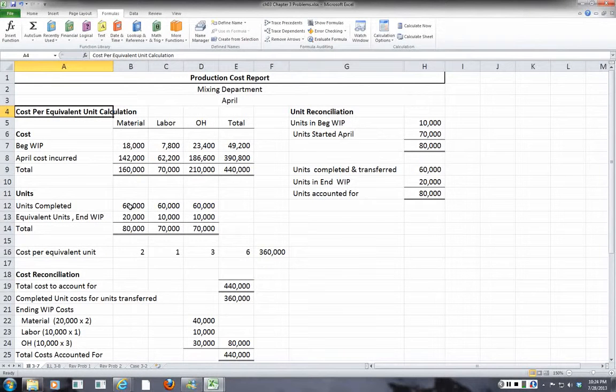So that's 60,000 completed units. And then for the work in process in the ending inventory, there are equivalent units. In material, it's 100%. Material is always 100%, but it's 50% for labor and 50% for overhead, so you have 10,000 units for each one of those. They're equivalent units, and you add those together and you come up with 80,000 for material, 70,000 for labor and 70,000 for overhead.